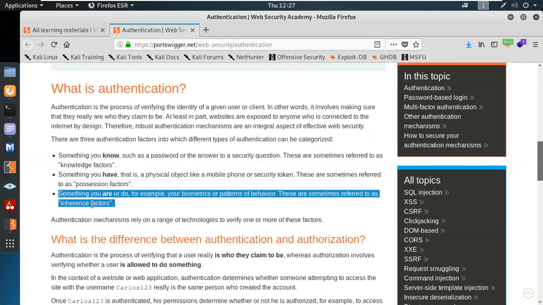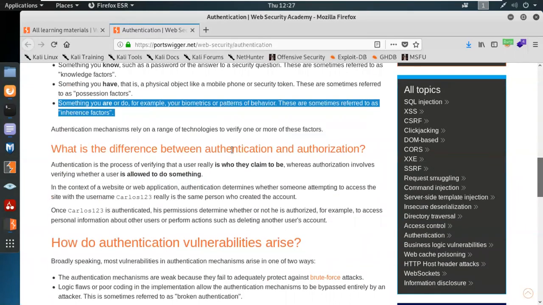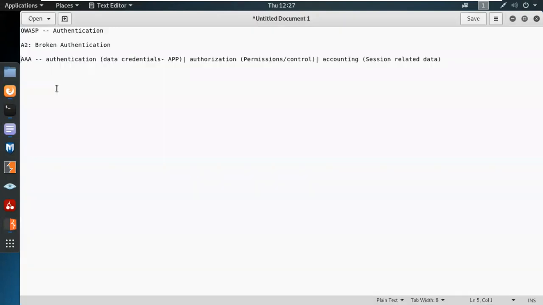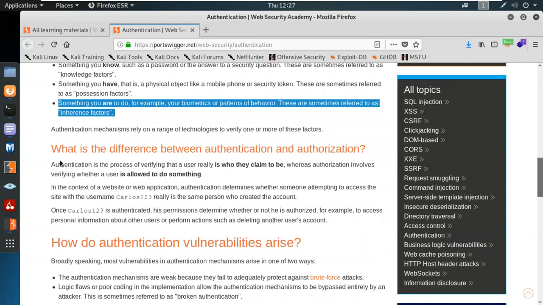If we talk about the difference between authorization and authentication, remember one thing: authentication and authorization are two different things, as I mentioned. Authentication verifies the credentials of an app user that you already claim to be part of, and authorization is just like permission and control. Authentication is a process of verifying that the user really is who they claim to be, whereas authorization involves verifying whether the user is allowed to do something. It means permissions.